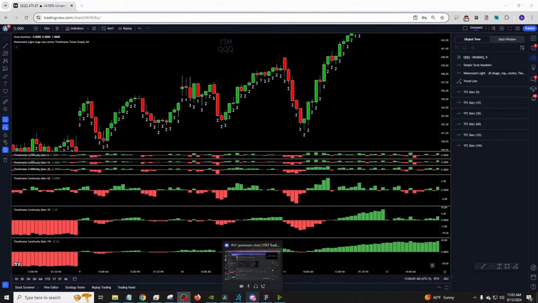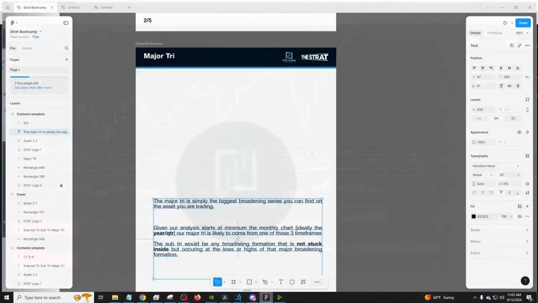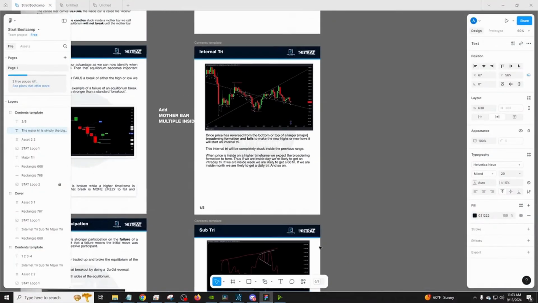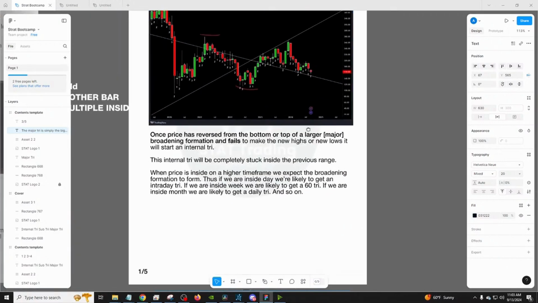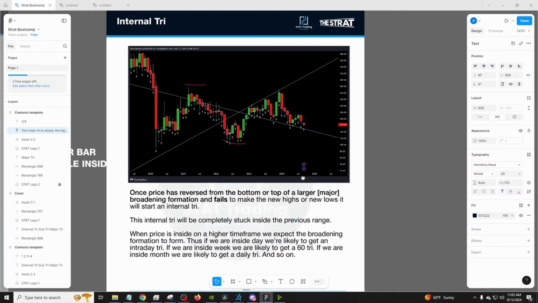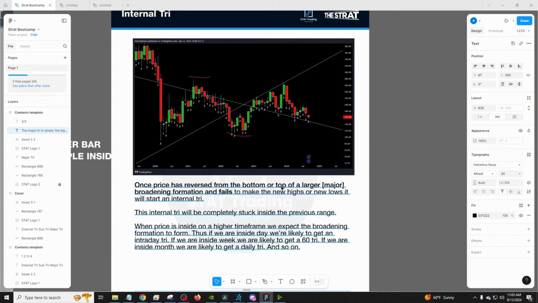We're going to talk about broadening formations and continuity. First thing I want to do is show you the different types of tries. So there's an internal, a subtry, and a major try. The internal try is going to occur once price has reversed from the top or bottom of the larger or major broadening formation and then fails to make the new highs or new lows.